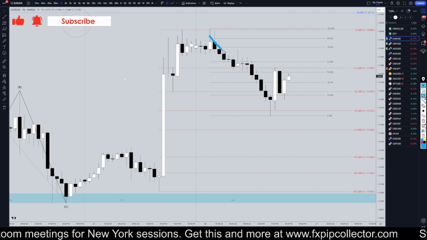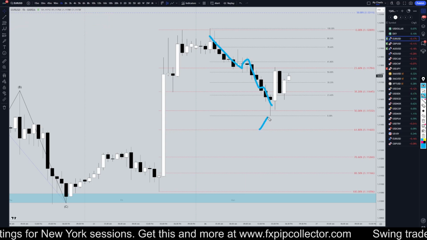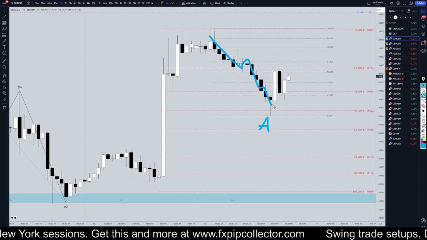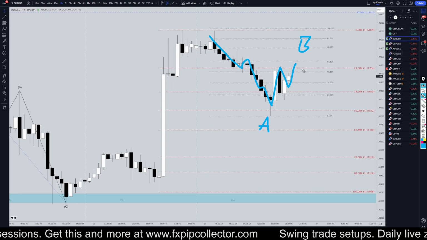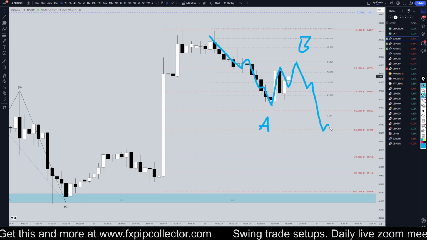So anyways, to me, this move down right here definitely looks like a trend. I think we are likely in a wave A down. I think this move up is likely a wave B, and I think there's a pretty good chance it will go down again for a wave C.